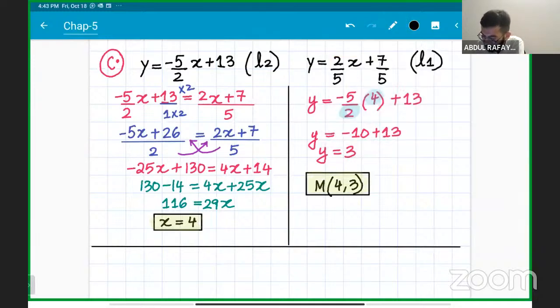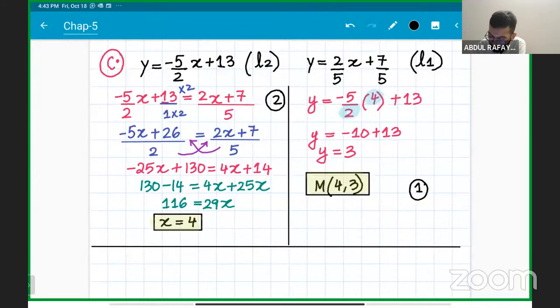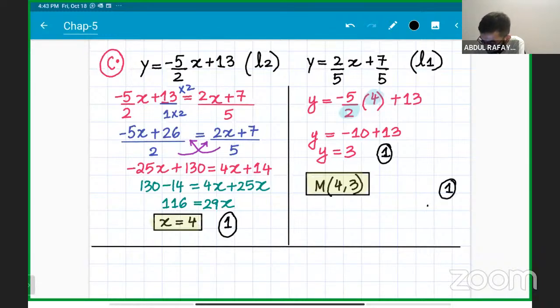What we need to understand is 1 mark for the final answer, the coordinates of M, and the remaining 2 marks for whatever simultaneous working you are showing, to get the full 3 marks. Or you can say it in that way as well: 1 mark for finding the x coordinate, 1 mark for finding the y coordinate, and 1 mark for whatever working you are showing. Okay, is everyone clear, students?